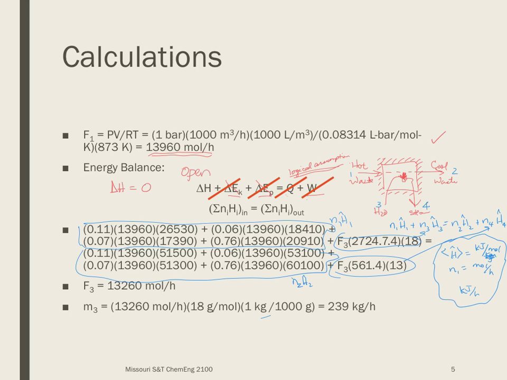When I look at this, I realize that I've only got one variable in there. It's an incredibly ugly equation, but with only one variable, I can solve for F3, which turns out to be 13,260 moles per hour. I've already checked over here that my units all worked out. If this is F3, then I can turn that into a mass flow rate using molecular weights, and this has a flow rate of 239 kilograms per hour. So this completes this example.